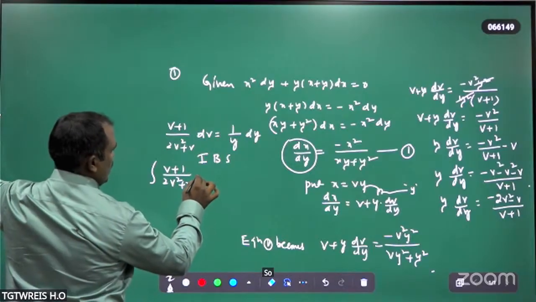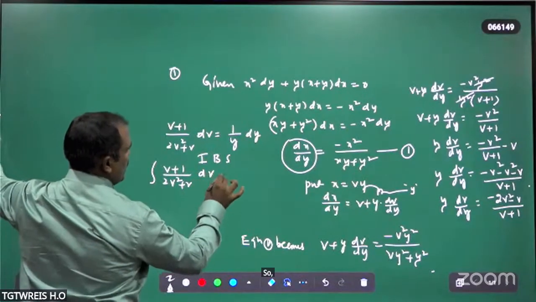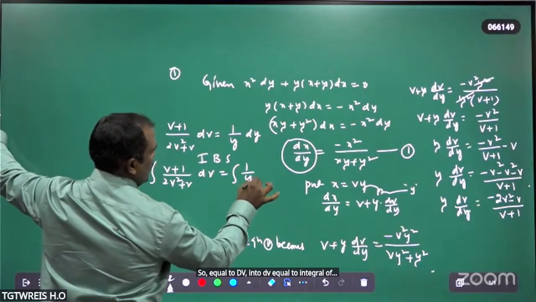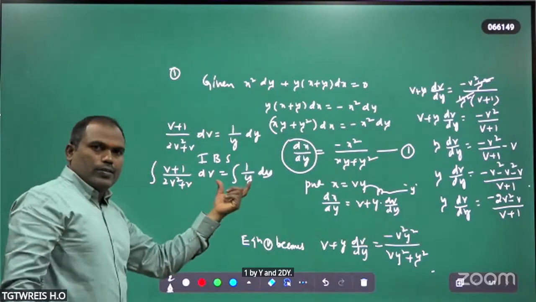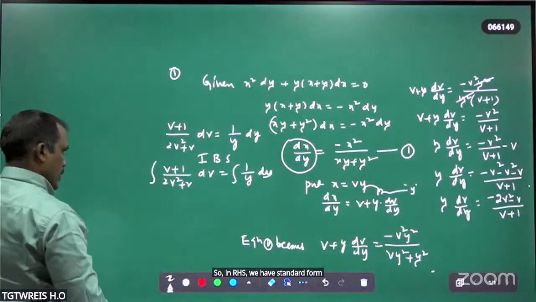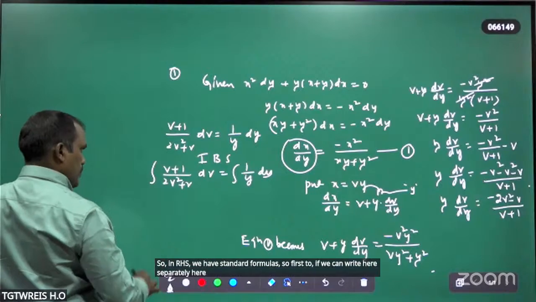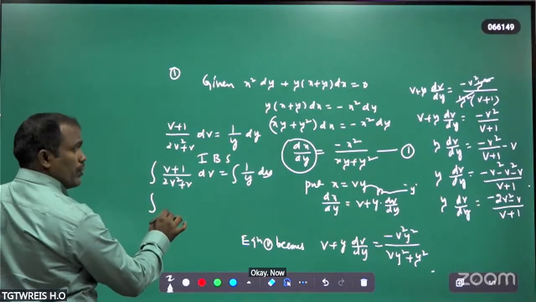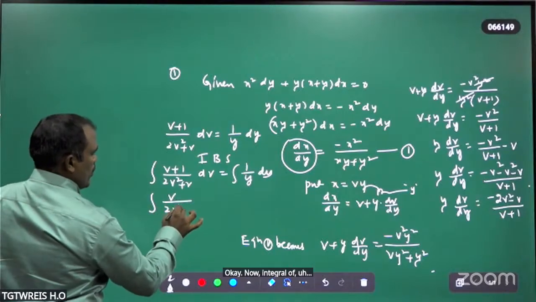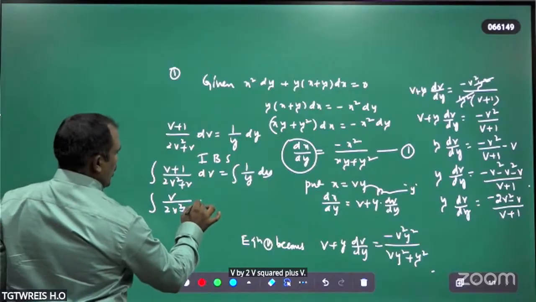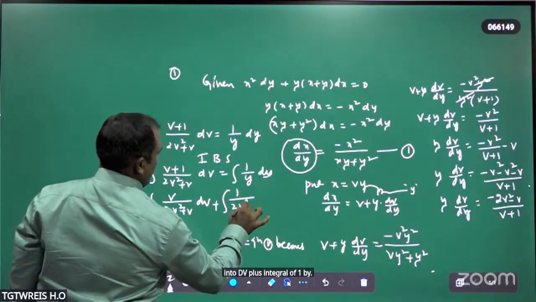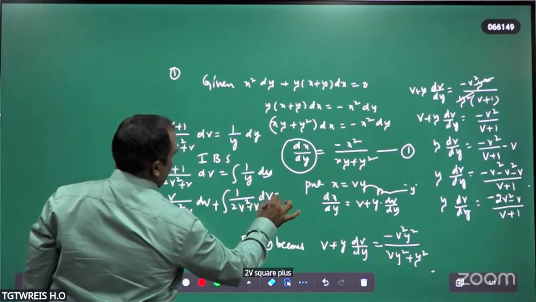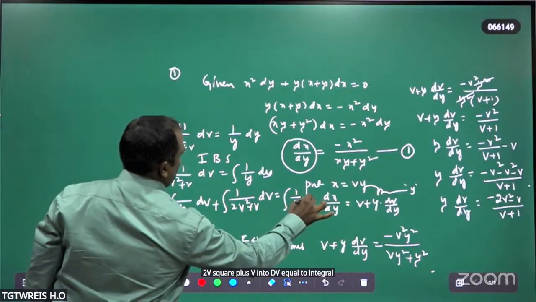So integral of dv equal to integral of 1 by y into dy. See, in RHS we have a standard formula. So first we can write it separately here. Now integral of v by 2v square plus v into dv, plus integral of 1 by 2v square plus v into dv, equal to integral of 1 by y.